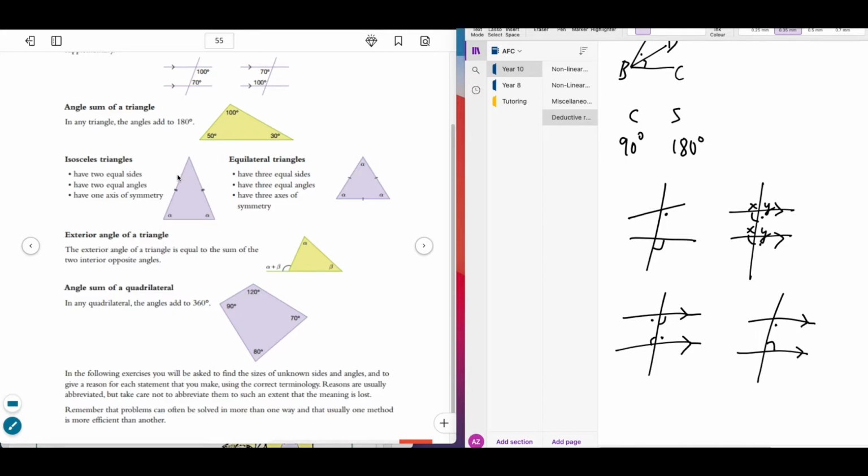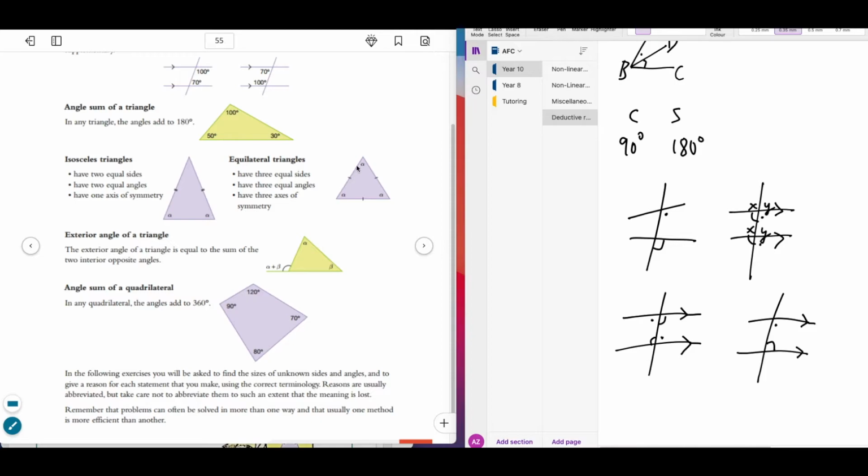Isosceles triangles are basically triangles where they have two sides that are equal and two equal angles. Right? They also have one axis of symmetry. What that means is if I draw a vertical line like this, it'll cut the triangle into two triangles that are identical. That's what that means.